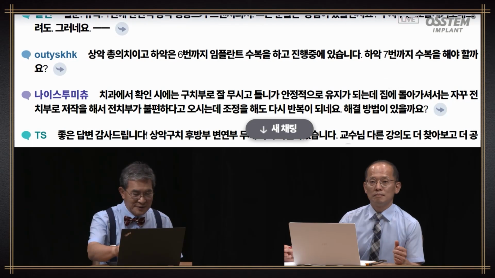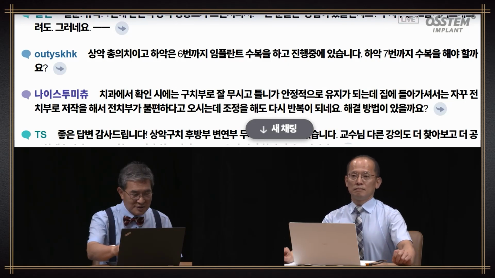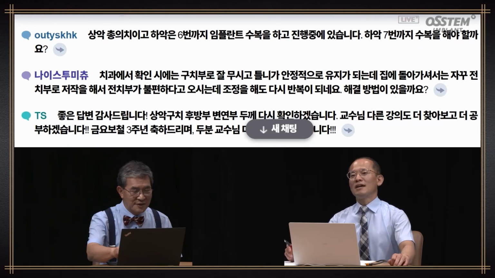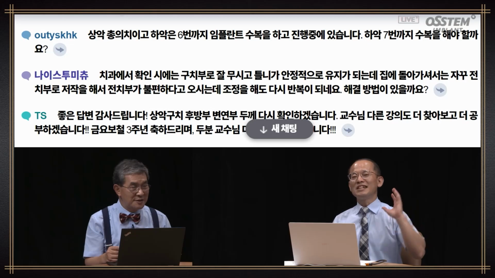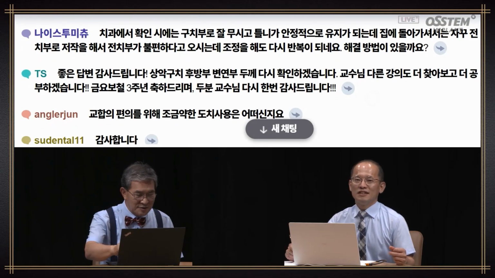YSKHK says implant restoration was done up to number 6. So do I need restoration up to number 7 on the lower side? Well, I slightly answered that already: it's a single denture, so for a single denture, you need number 7. Okay, and nice to meet you, ID.